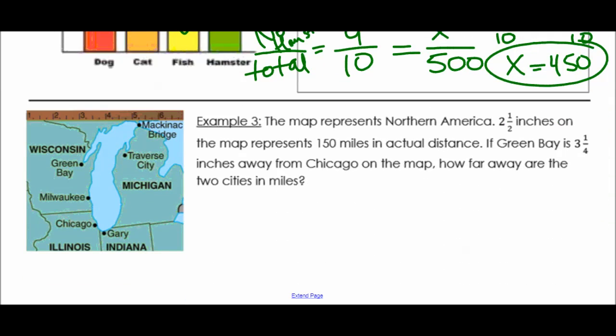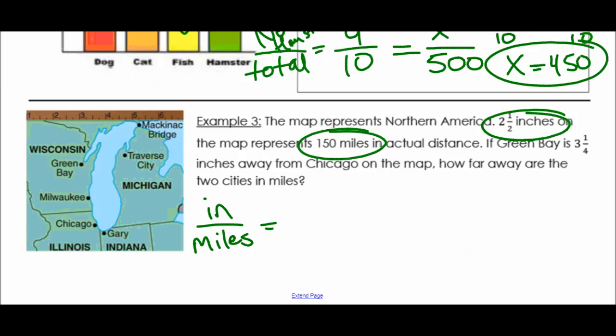All right, this last one is from a map of the Great Lake area. The map represents Northern America. 2.5 inches on the map represents 150 miles in actual distance. So we're talking about on the map in inches and 150 miles in real life. When they give us units, it's an easy giveaway for what the units are in the ratio, inches compared to miles.